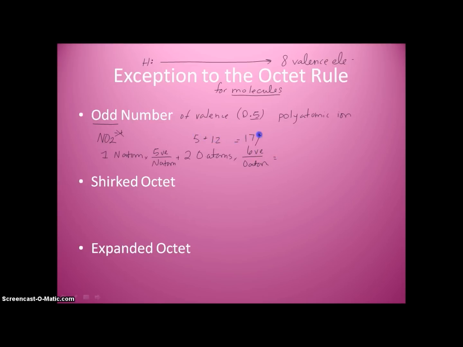That gives us 17. If we divide that by 2, we're going to get an odd number. So we're going to get 8.5. And this 0.5 is 1 electron. Okay, and so if we draw that structure, we have 2 terminal atoms. So we know this can either be linear or it can be bent. If we were to draw it out both ways, the only way that it works is if we draw a bent structure.